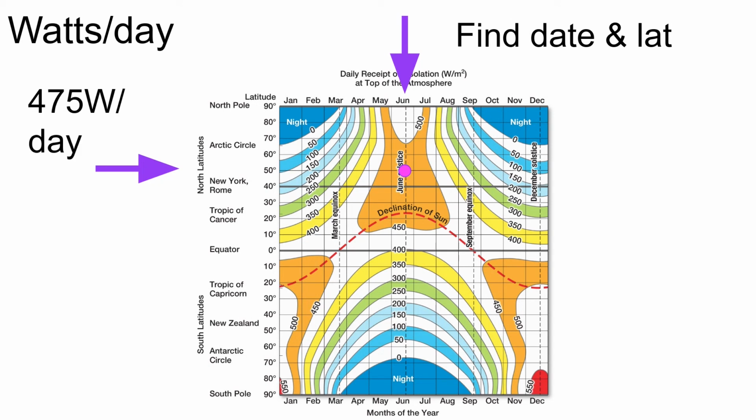If I asked you on the June solstice at 50 degrees north, well, that's 450, that's 500. I'm just going to call it 475. It's close enough. If it's in between, if there's enough space, like that would be 350, that would be 400, so that's 375. Just estimate.